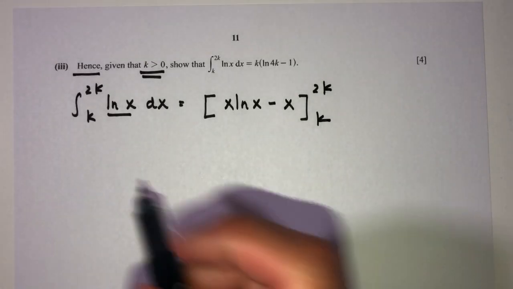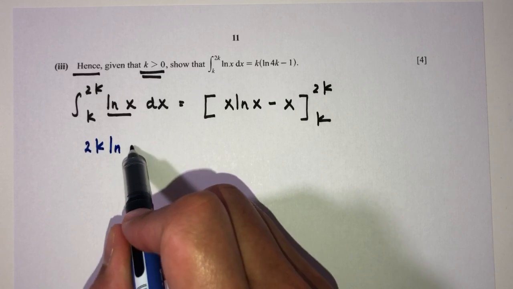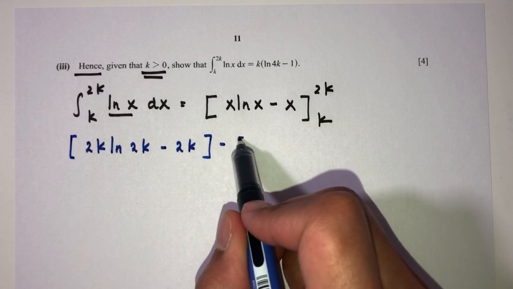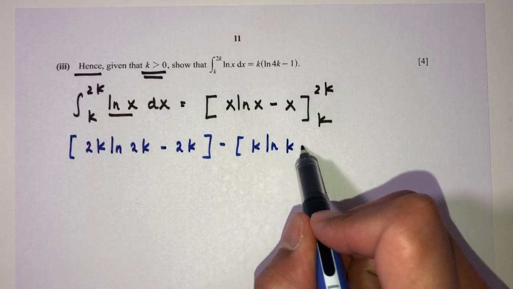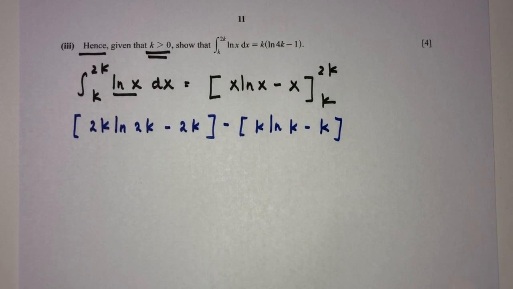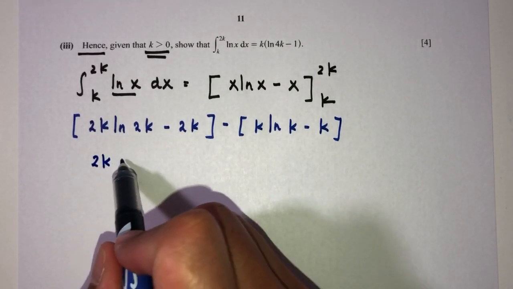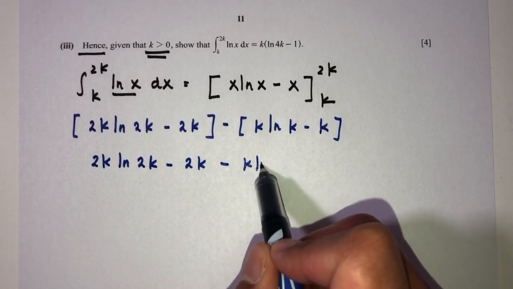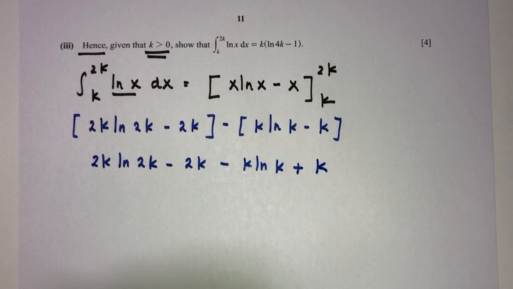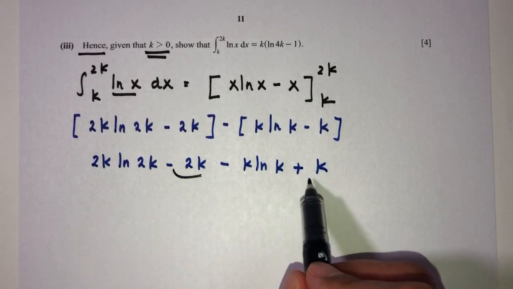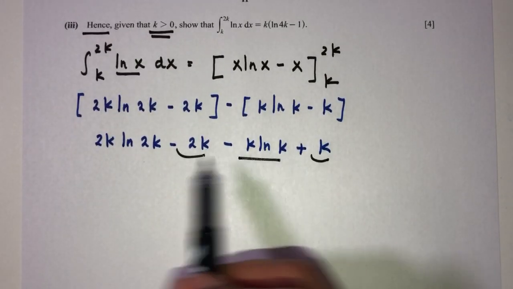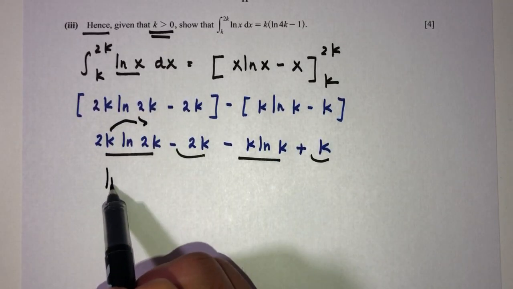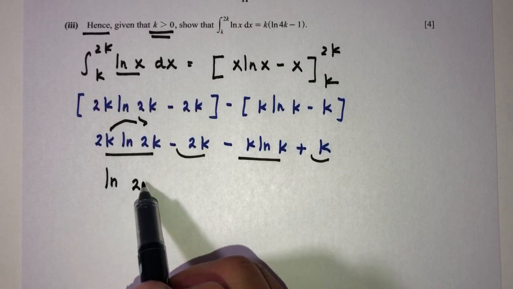So replace, you will have 2k ln 2k minus 2k, minus, you have k ln of k minus k. Simplify, you will have 2k ln of 2k minus 2k minus k ln of k plus k. Now these two can be simplified, and this can be simplified as well. But if you observe there, here we have 2k. We can send this on top. You will have ln of 2k.